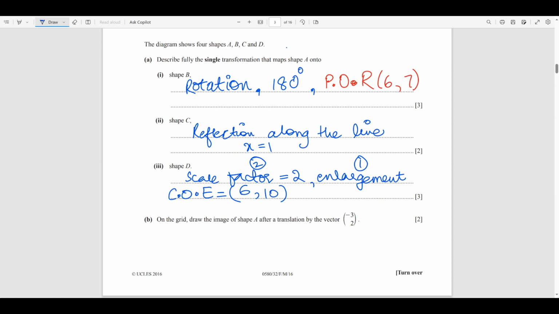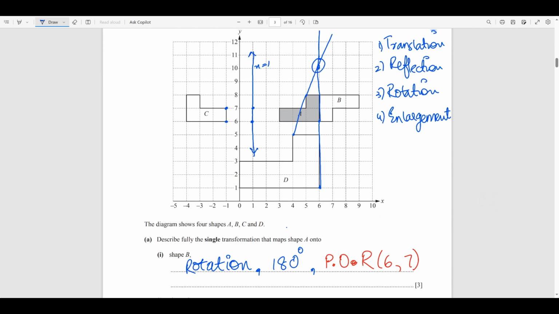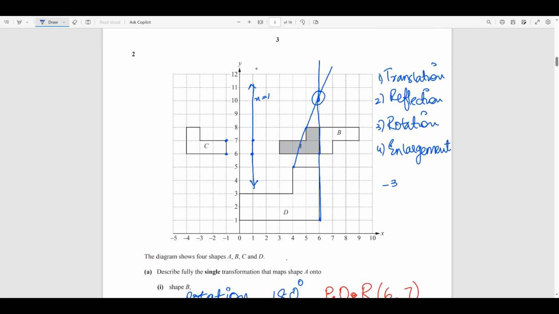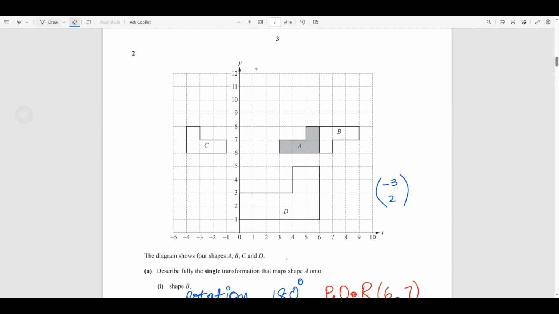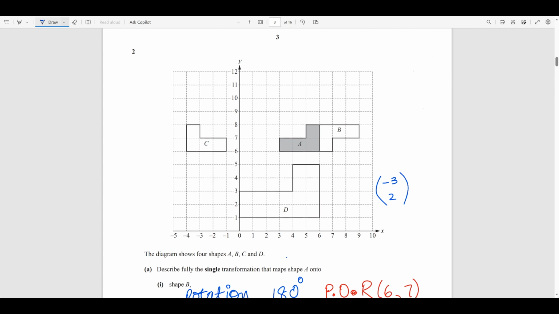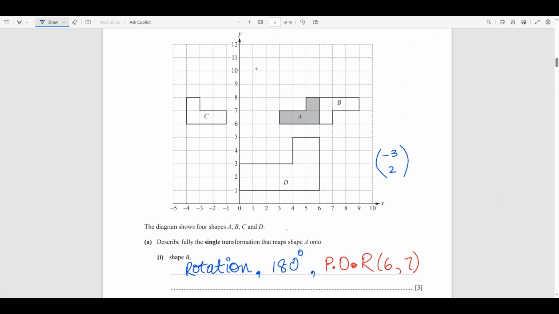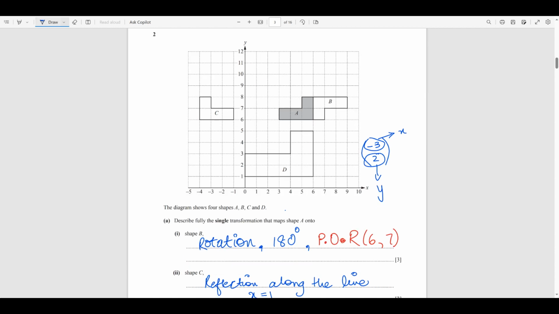Okay, on the grid, draw the image of shape A after a translation by the vector -3, 2. Okay, -3 and 2, all right. So basically you have to translate this figure A to this, right? This -3 describes the translation on the x-axis, and this 2 describes the translation on the y-axis. So you pick a point. We are talking about translating this shape. There are 1, 2, 3, 4, 5, 6 points on figure A. Pick a random point.